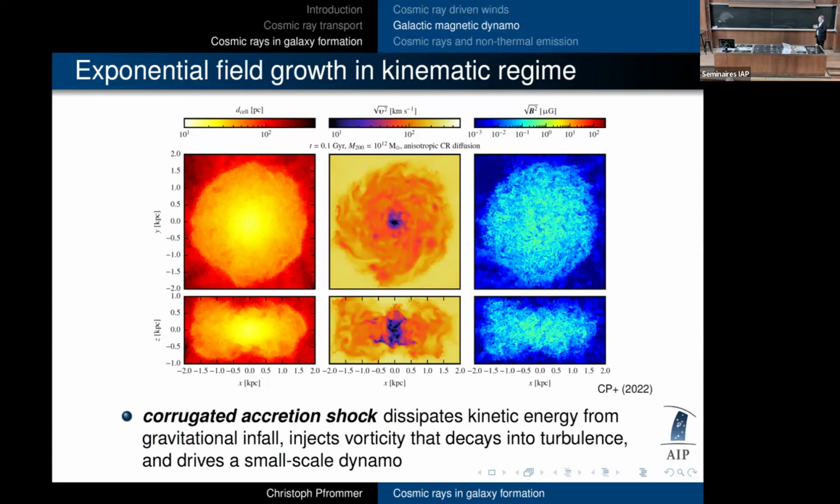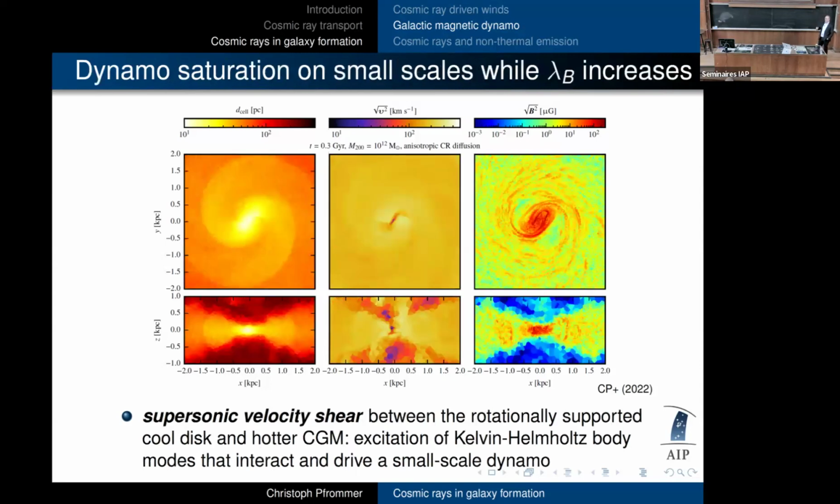Now, once the accretion shock has moved out, the turbulence it excited is slowed down, and we enter a second phase where there is a cold galactic disk that rotates quite fast in a slower rotating circumgalactic medium surrounding and embedding the disk. That means you have a Kelvin-Helmholtz instability at the interface, and because it's cold, it's a supersonic dynamics instability. That means you get the entire disk unstable. This is what we call a body mode. You excite these body modes. This drives also turbulence and sustains this magnetic dynamo in this disk. You get a further growth of the magnetic field.